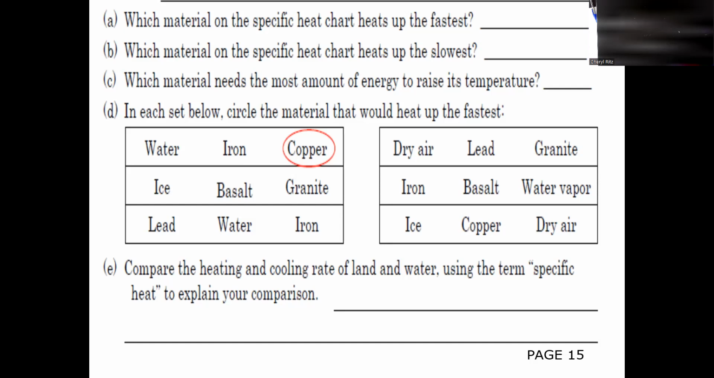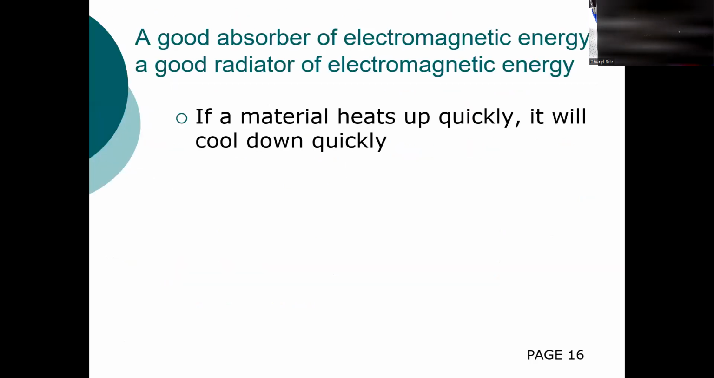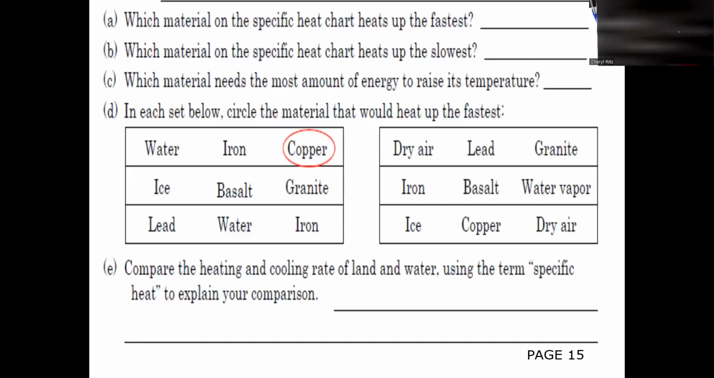Let's do A, B, and C together. Which material on the specific heat chart heats up the fastest? Lead. So yeah, lead. Thank you.